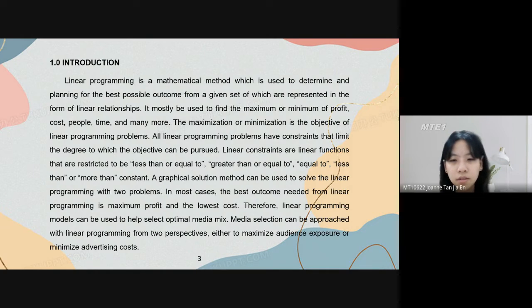In most cases, the best outcome needed from linear programming is maximum profit and the lowest cost. Therefore, linear programming models can be used to help select optimal media mix. Media selection can be approached with linear programming from two perspectives, either to maximize audience exposure or minimize advertising costs.